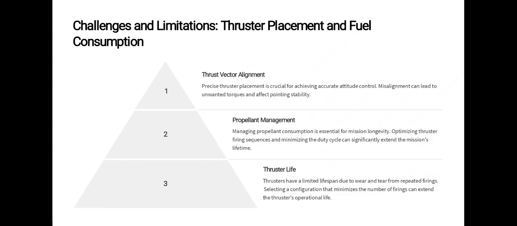Challenges and limitations. Thruster placement and fuel consumption. Thrust vector alignment. Precise thruster placement is crucial for achieving accurate attitude control. Misalignment can lead to unwanted torque and affect pointing stability. Propellant management. Managing propellant consumption is essential for mission longevity. Optimizing thruster firing sequences and minimizing the duty cycle can significantly extend the mission lifetime.